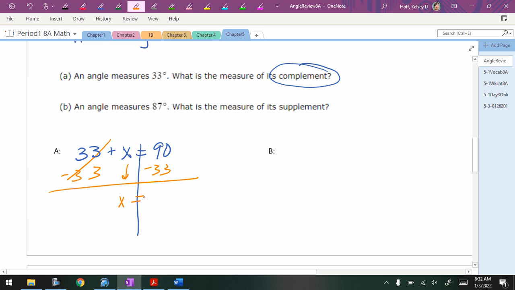90 minus 33 is, which one? 57. And then put the little degree sign. Now make sure you put the degrees so it's little. It doesn't look like a 0.